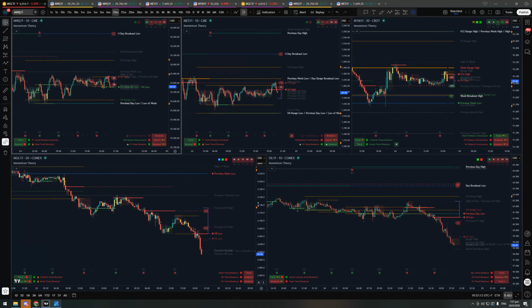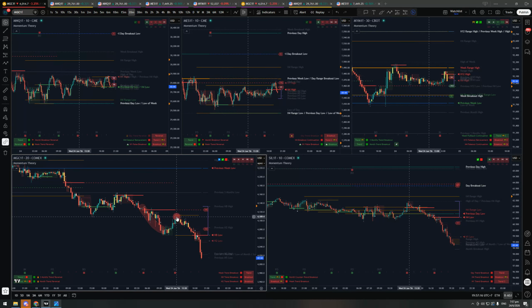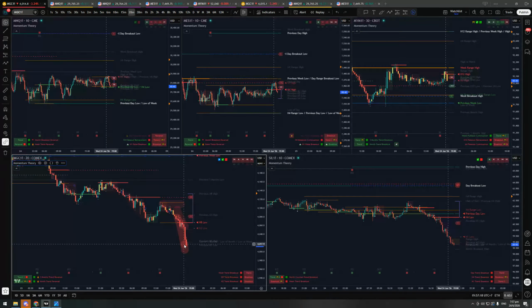Gold had a bearish bias all day, but wasn't able to catch these moves. It looks like it's just breaking out, looking for pullbacks. Silver, same thing.